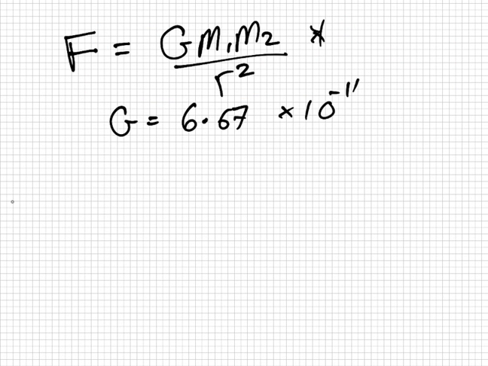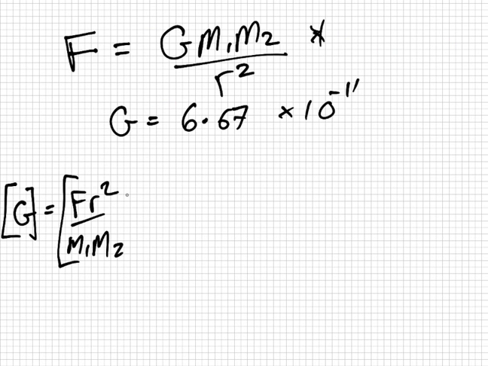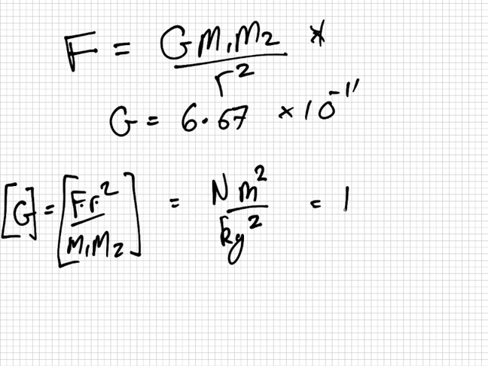So you can rewrite this as G equals F r squared over M m. The units for G are the same as the units for this. So what's the unit for F? Newton. Distance, meter squared. Kilogram squared. So the units are newton meter squared per kilogram squared. That's the unit for G. Cubed over second squared kilogram. You can change it around, yeah.